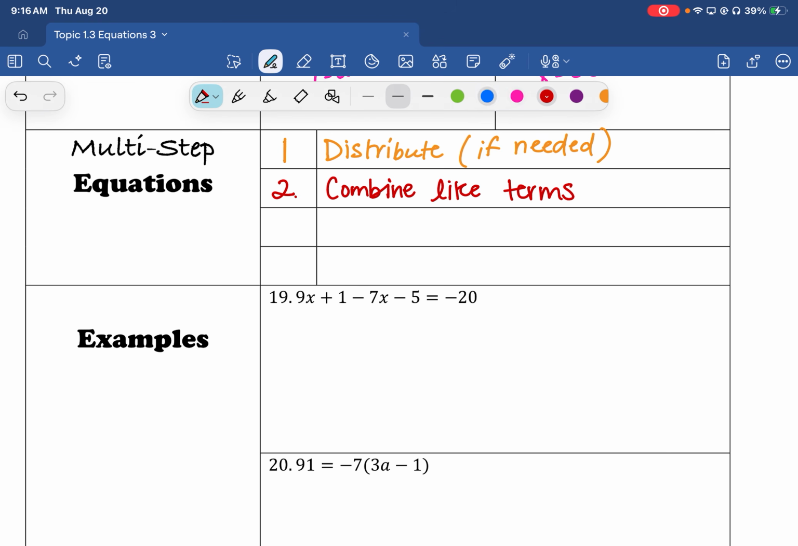Okay, number 3. Number 3 is where you actually start moving stuff around. So you need to move everything around so that you get your variables on one side. So you're going to move variables to one side. And then you are just going to solve like normal. Okay, so that is your steps for any multi-step equation. Those are also the same steps for 1 and 2 step equations. It's just those usually don't have any distributing necessary.